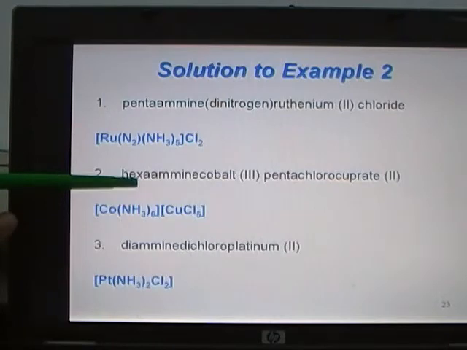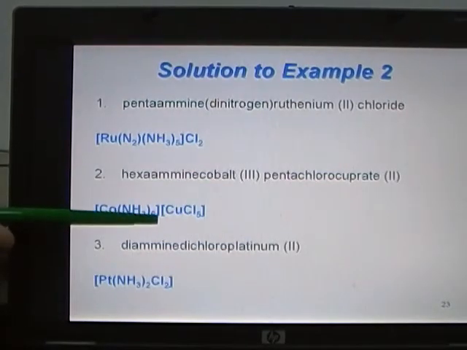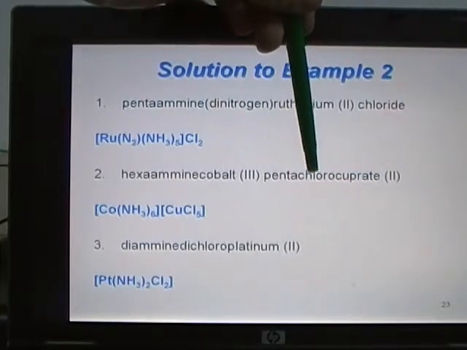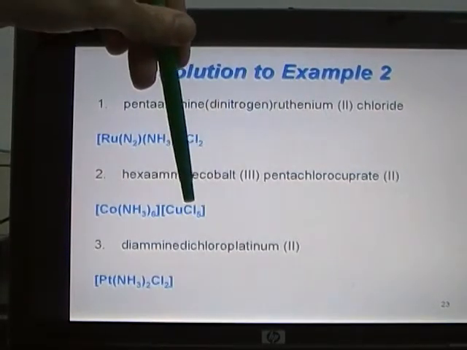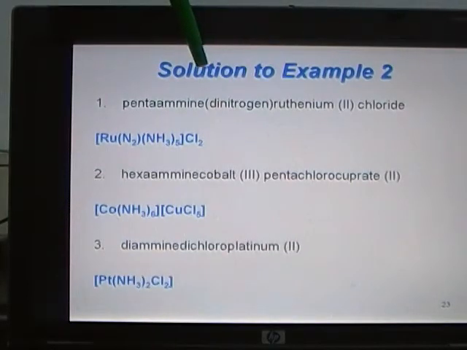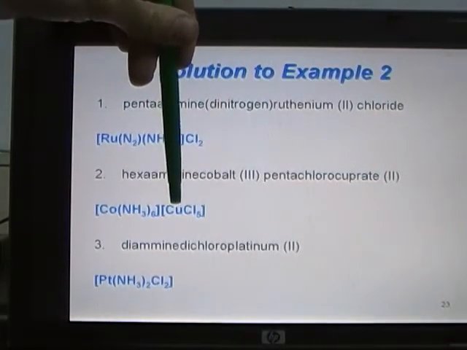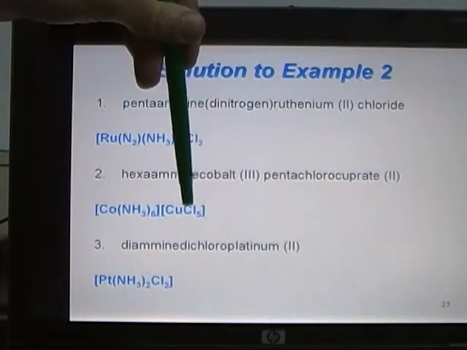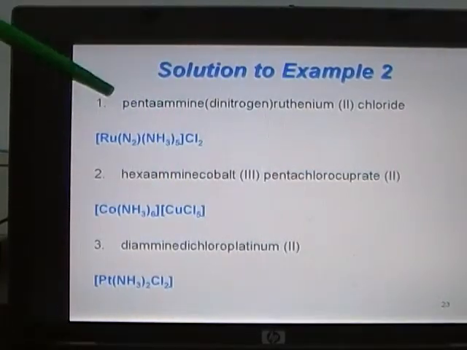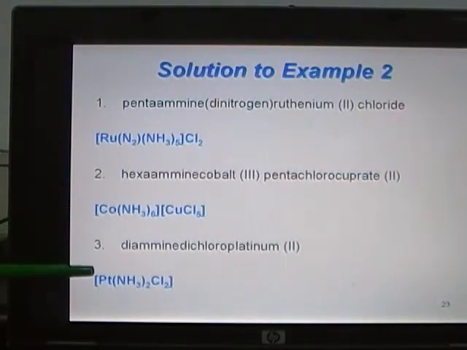In the second example, we have hexaamine. That's 6 NH3s bonded to a cobalt, as shown in the first part. Pentachloro, that means 5 chloro groups bonded to cuprate, that's copper. CuCl5. Copper, its most common oxidation state is +2. If copper is +2 and Cl5 has an overall 5- charge, that means the complex anion must have a charge of -3. Therefore, to balance the -3 charge on the anion, cobalt must have a +3 charge.